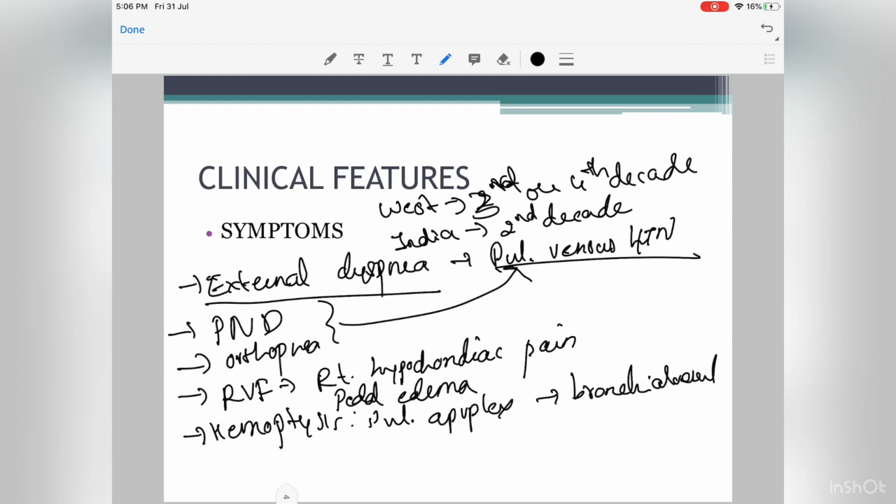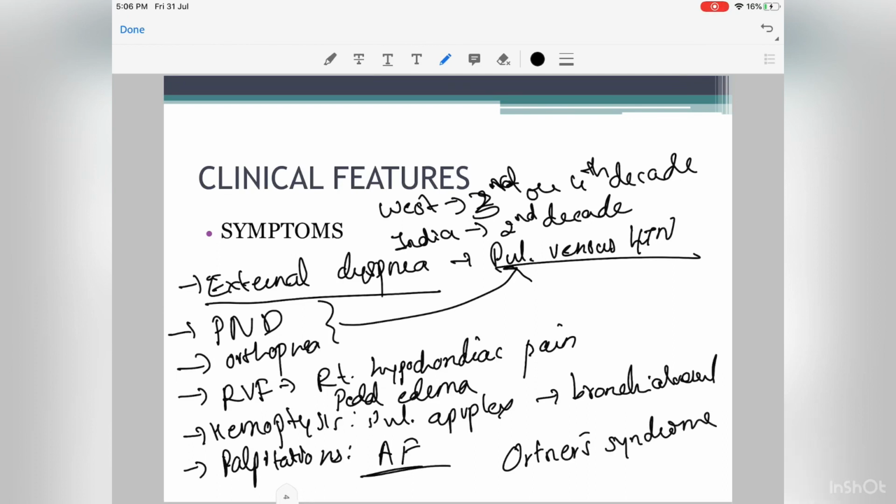Apart from this, the other symptoms may be palpitations. Now palpitations generally are a symptom of volume overload of the ventricle. However, in MS you get palpitations due to arrhythmia, that is atrial fibrillation. Rarely there may be a change in the voice, that is hoarseness of voice. This is due to compression of the left recurrent laryngeal nerve by the enlarged left atrium. The syndrome caused by this is called Ortner syndrome.